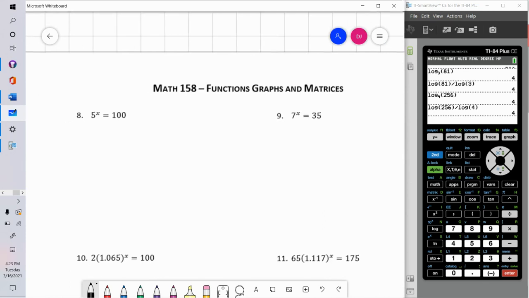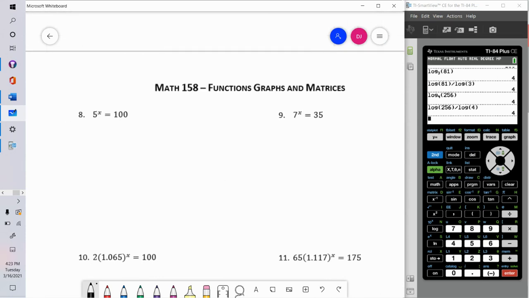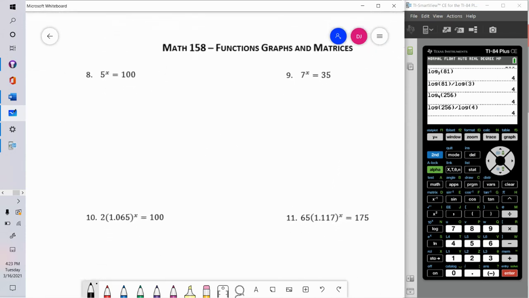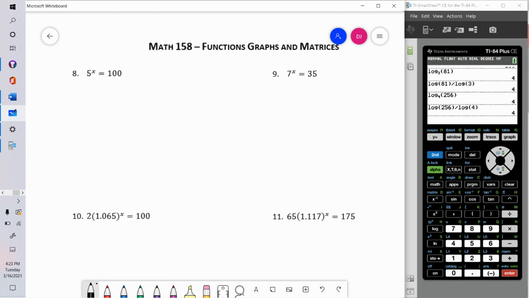A couple more practice problems, and if you want to pause and try number 8, try number 9 on your own, and then restart the video, that would be fine.